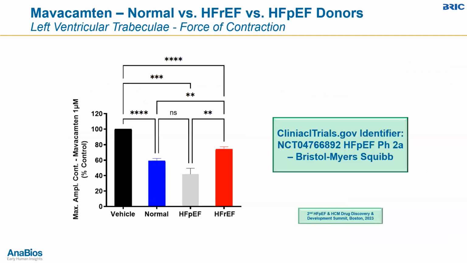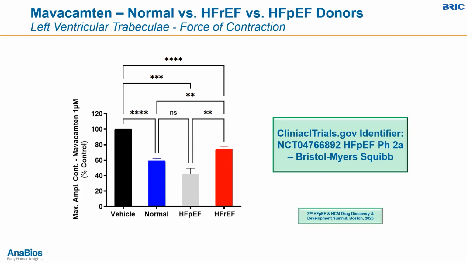Also, this is some data showing you the utility of using the diseased human hearts data. And here, we did compare the effect of mavacamten on normal contraction versus HFpEF contraction versus HFrEF contraction. And you can see from the data that mavacamten showed a stronger ability to decrease contractility in HFpEF compared to HFrEF. So this means that mavacamten will have better potential to treat patients and control contractility in HFpEF patients compared to HFrEF patients.